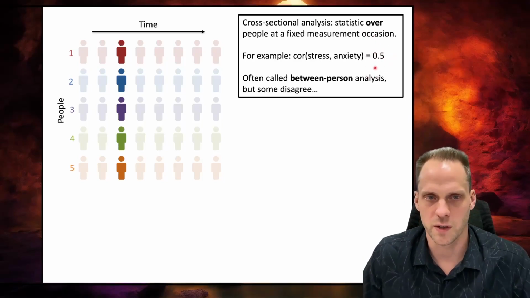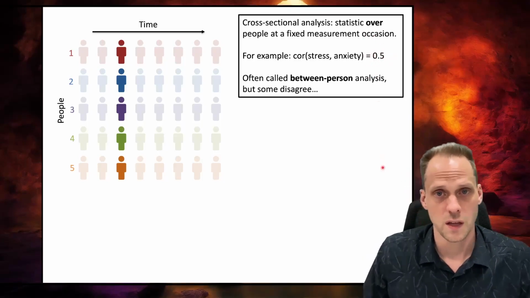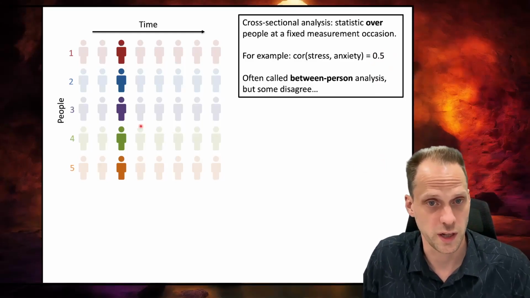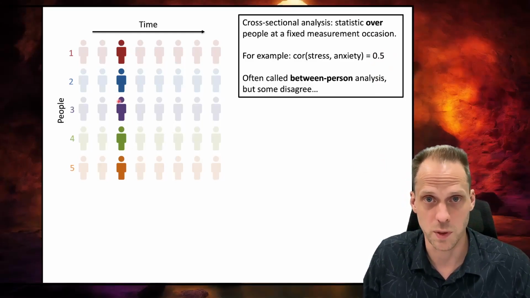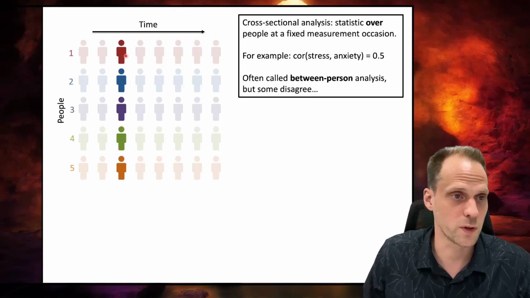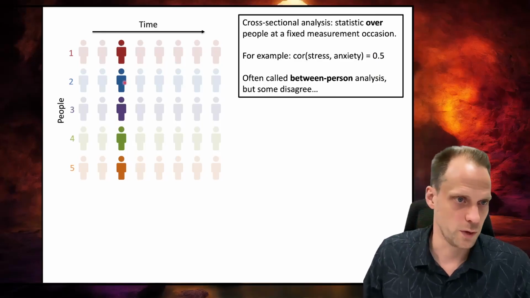This is just a random number I came up with. This is often called a between-person analysis, because we are looking only between people, because we only have one observation per person, so we're looking at individual differences.